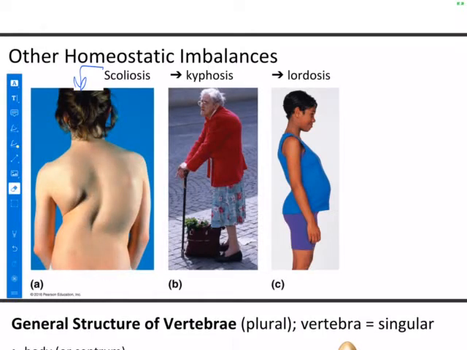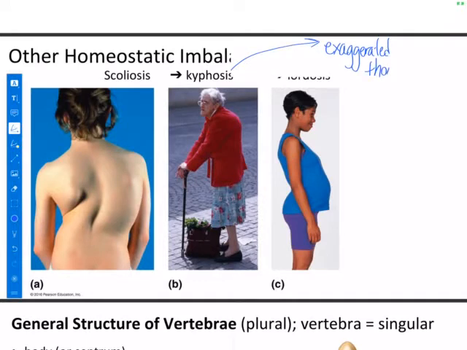In the middle, you see an example of kyphosis, and kyphosis is an exaggerated thoracic curve. And this would be like a hunchback. And so this is basically an exaggerated convex curve. You can see how this is convex on this side.